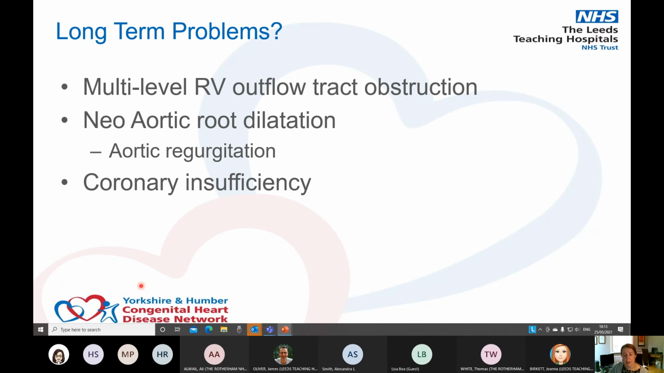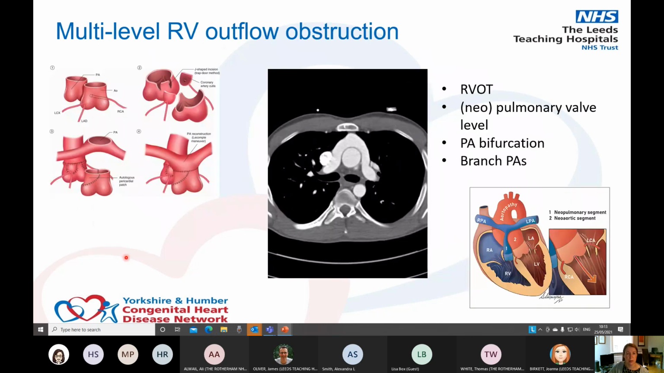We don't generally see coronary insufficiency, but there are centres internationally that do see quite a lot of coronary insufficiency, and this is particularly related to surgical technique. So we don't have a problem with this. I can't remember a single patient that we've ever had issues with late coronary insufficiency, but we'll talk a little bit more about that. So why do we get multi-level right ventricular outflow tract obstruction?